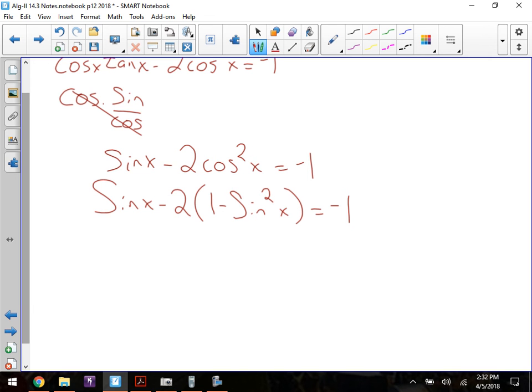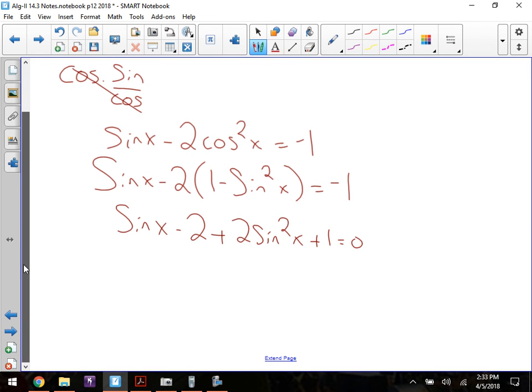What are you going to screw up at this next step? Distributing the negative. This is the problem right here that I guarantee you will screw up, is you'll forget to distribute the negative. It happens over and over again. We'll get sine of x minus 2 plus 2 sine squared, and I would bring the 1 over. All right with that?